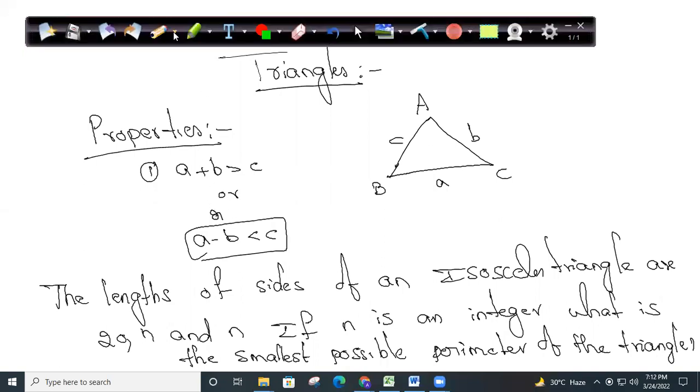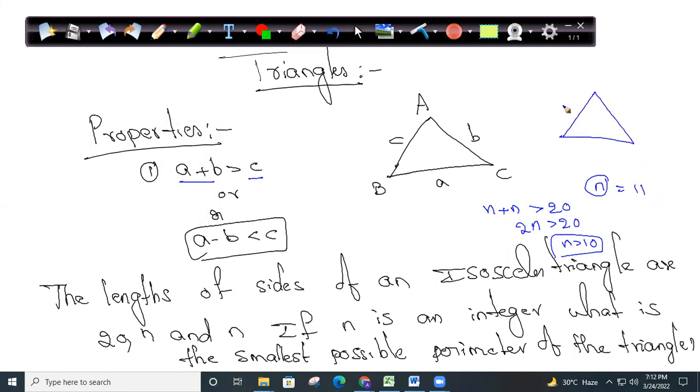It is based on simple logic, right? The sum of two sides should always be greater than the third side. So n plus n should be greater than 20. 2n should be greater than 20, so n should be greater than 10. The smallest integer value of n greater than 10 is 11. So for the smallest possible perimeter, the sides should be 11, 11 and 20. So the answer should be 42, which is my answer C.